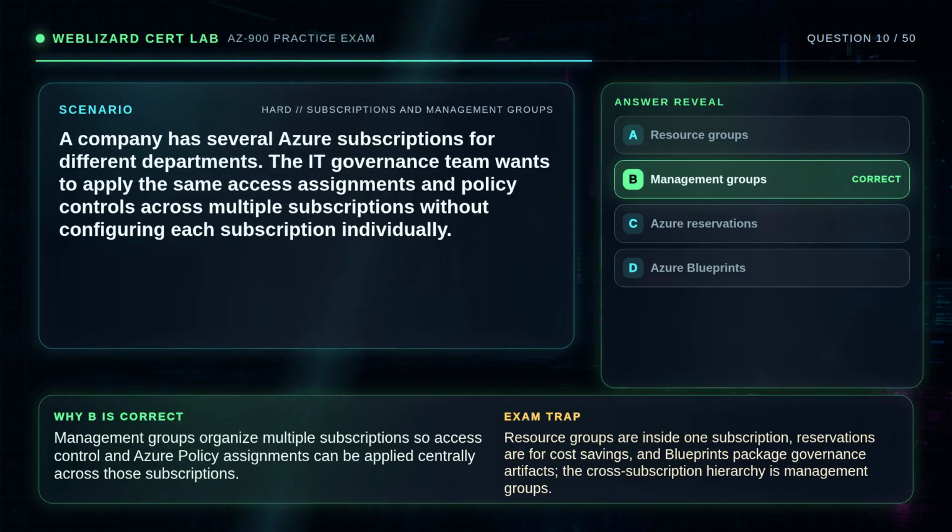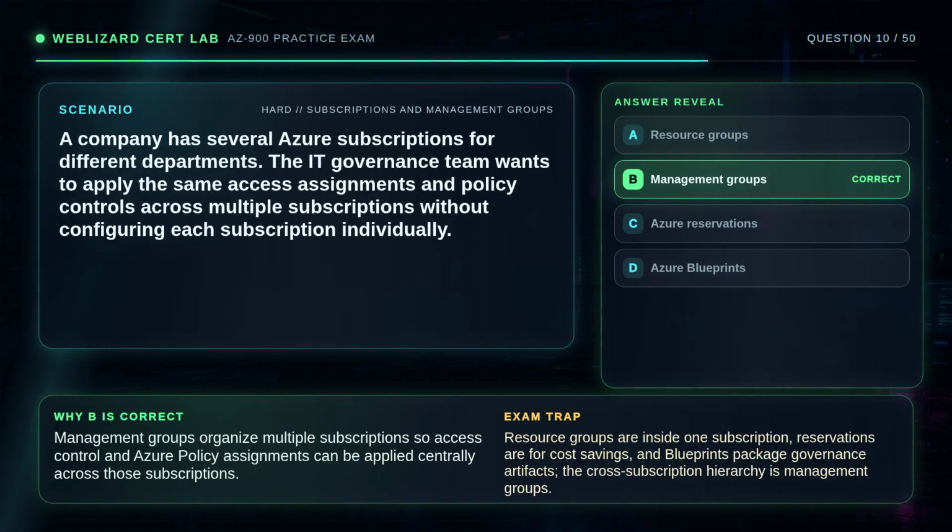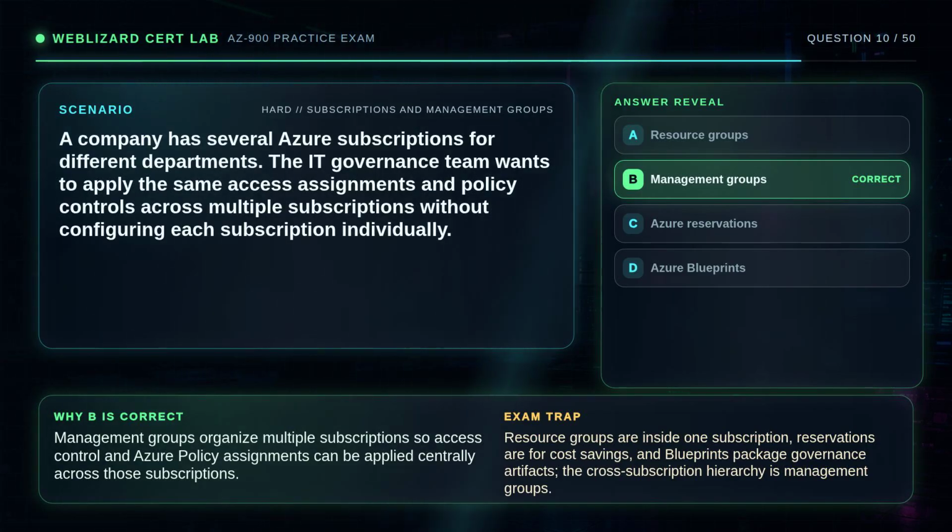Resource groups organize resources inside a single subscription, so they do not solve governance across many subscriptions. Azure reservations reduce compute costs for committed usage. Azure blueprints can package governance artifacts, but the structure for applying governance across multiple subscriptions is management groups. The exam clue is multiple subscriptions, same access and policy controls, central governance.